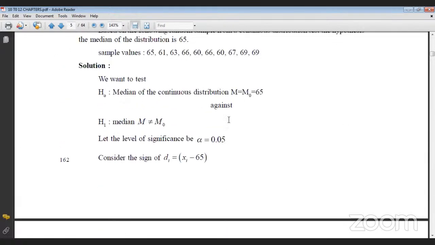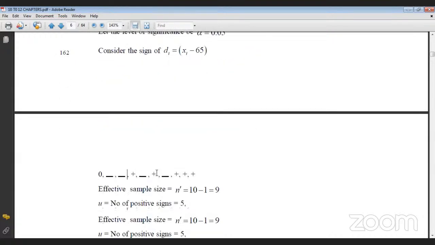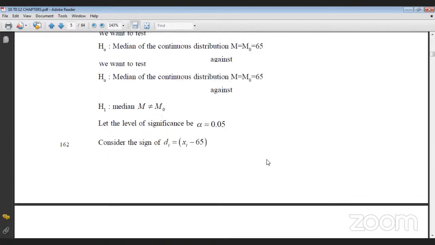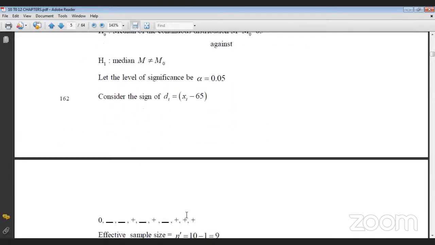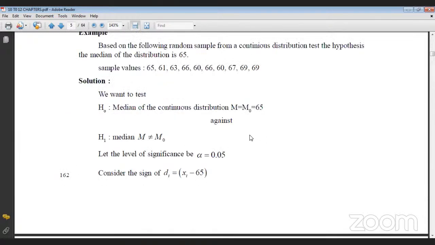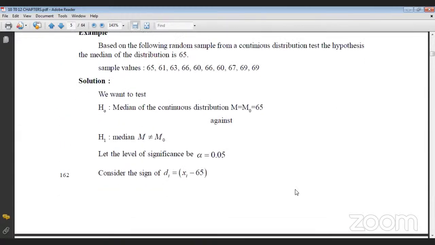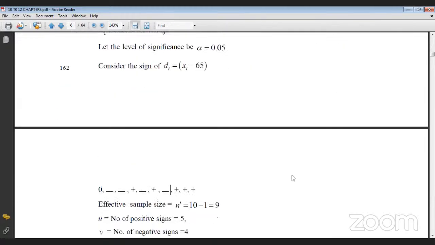Minus 2 again. Minus, plus, sir. Next 66 is plus, plus, plus 1, sir. Next 60 is minus, minus 65. Next plus, next plus. The last 3 are plus, sir, all greater. We did not write the values, we write only signs.